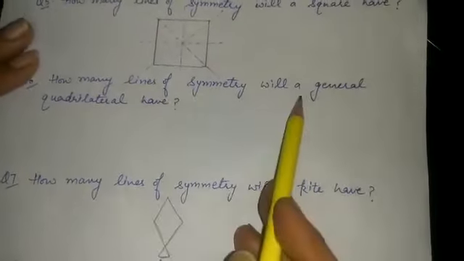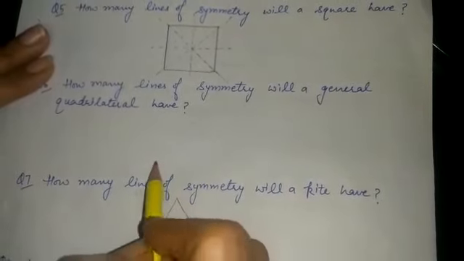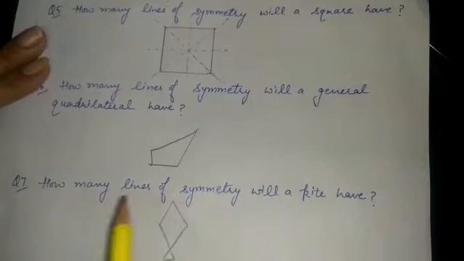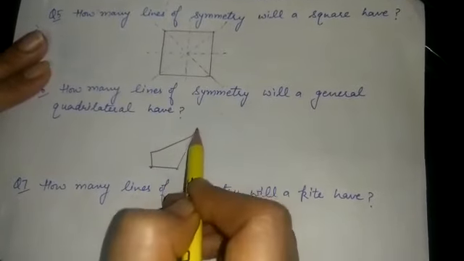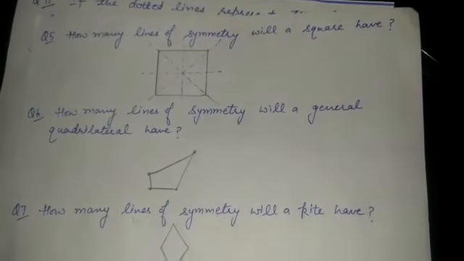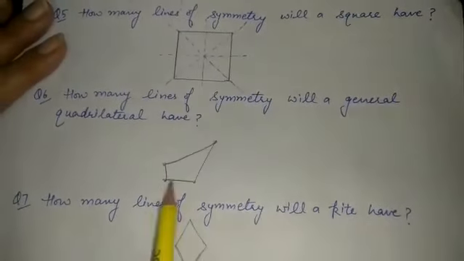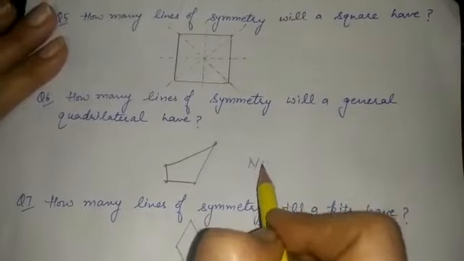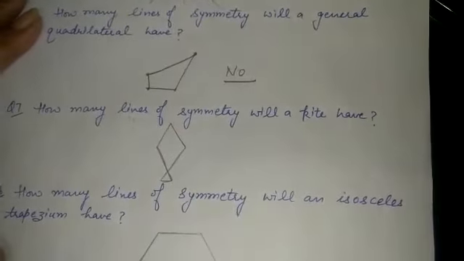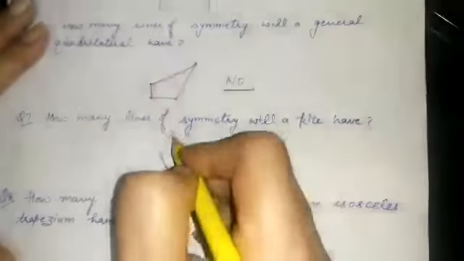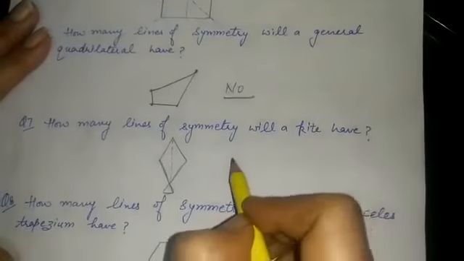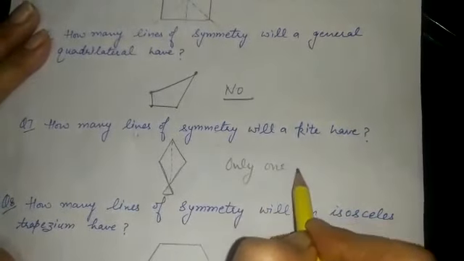How many lines of symmetry will a general quadrilateral have? We take a quadrilateral whose none of the sides is equal. It has 4 vertices, 4 sides. A quadrilateral is a closed figure having 4 sides. So this is a general quadrilateral and it has no line of symmetry. How many lines of symmetry will a kite have? I have drawn the kite here. It has 1 line of symmetry. It is generally a rhombus-like shape, so it has only 1 line of symmetry.